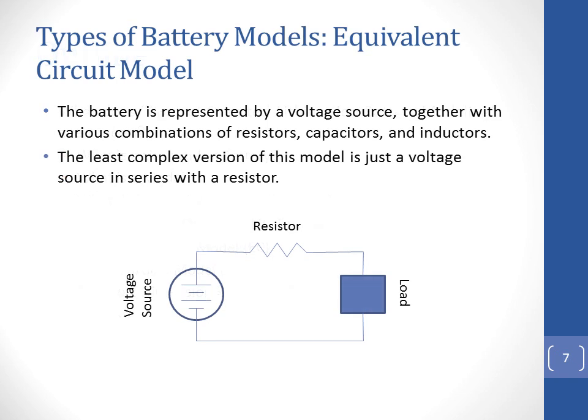The equivalent circuit model is the simplest model, where the battery is modeled as a voltage source along with some combination of resistors, capacitors, and inductors. In this picture, this is one of the simplest representations of a battery, with one voltage source in series with one resistor attached to some load. Please note that this resistance is considered to be within the battery, so it is known as the internal resistance of a cell.